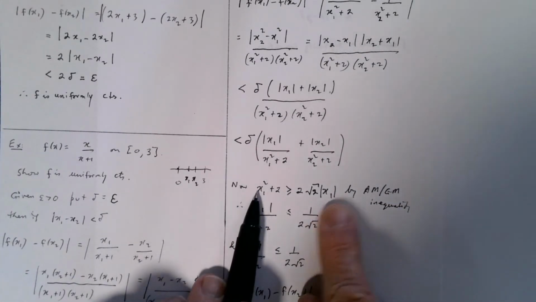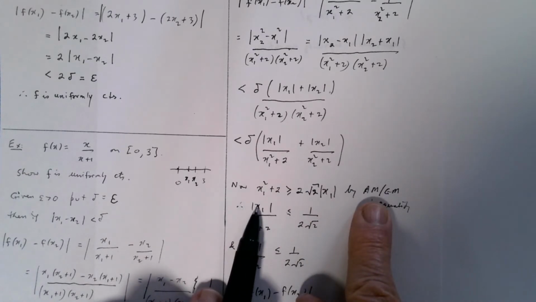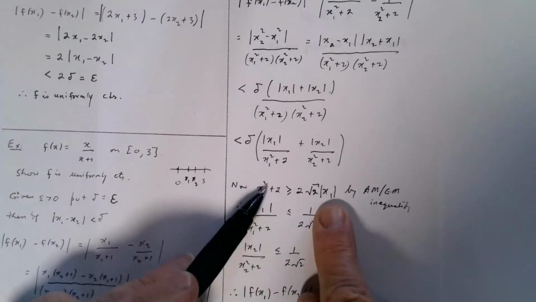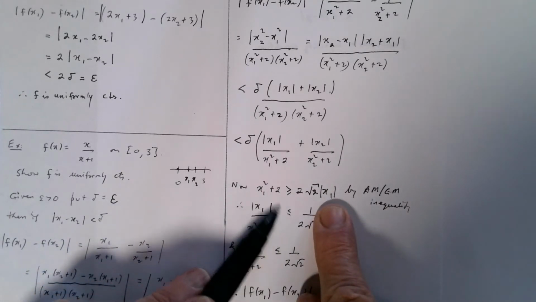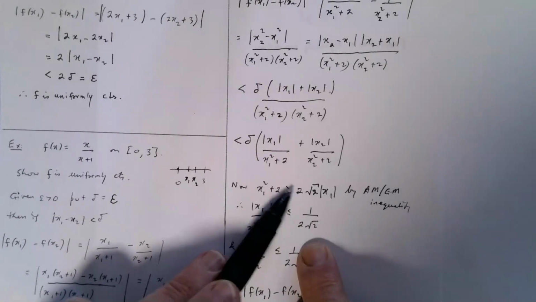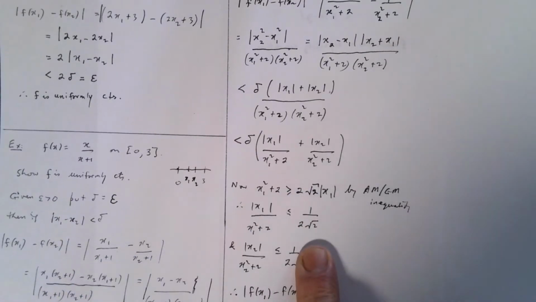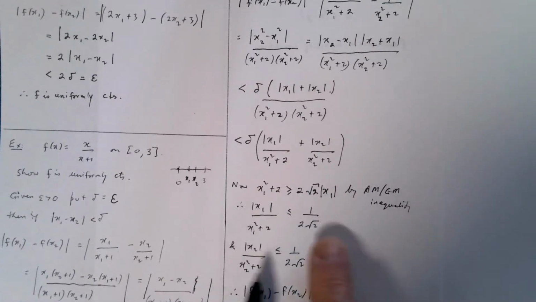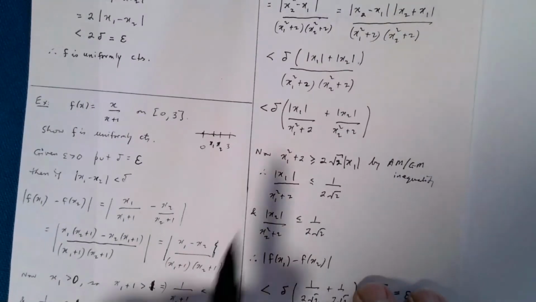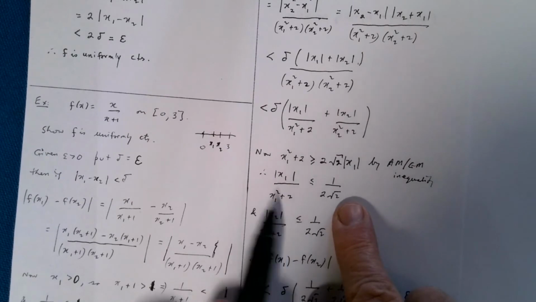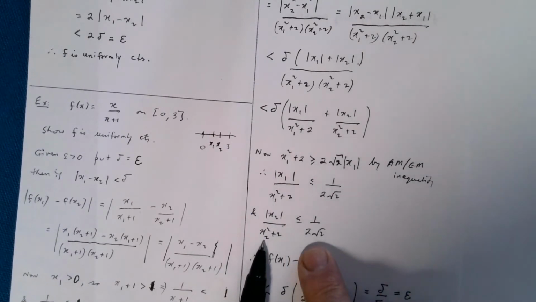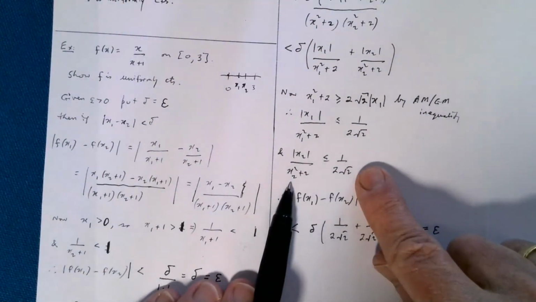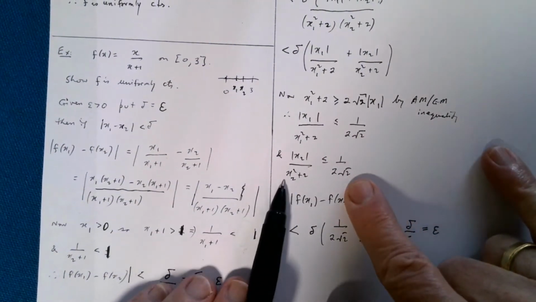And that means that if I take absolute value of x1 divided by this one, then that's less than or equal to 1 over this thing. So I'm just pulling this term underneath here and this one underneath here and reading it backwards. Now I can do exactly the same for the x2 on x2 squared plus 2, and that's going to be less than 1 on 2 root 2 as well.